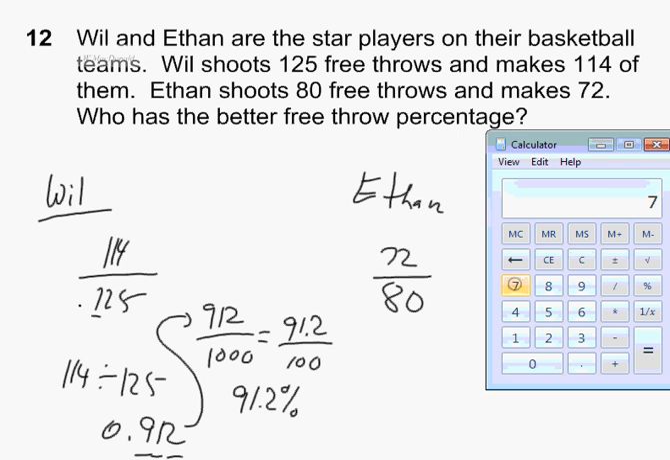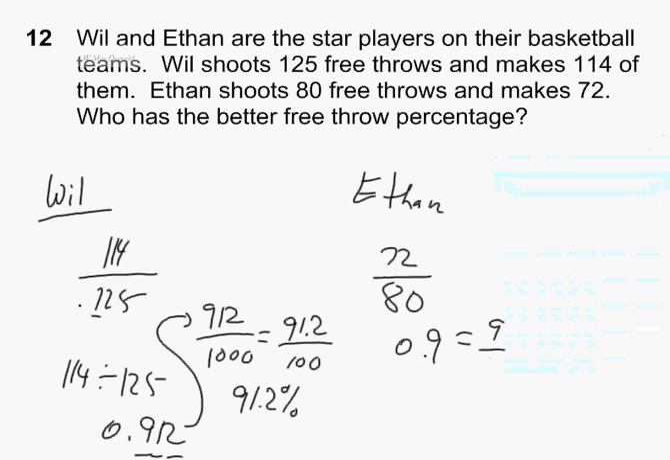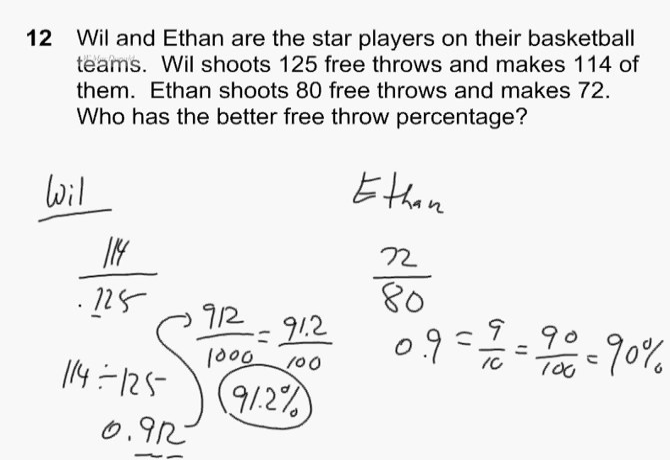Ethan, on the other hand, made 72 divided by 80. So as a decimal, his is 0.9, which is 9 tenths, which is 90 hundredths, which is 90%. So Ethan's still a very good free throw shooter at 90%, but Will is the better free throw shooter at 91.2%.